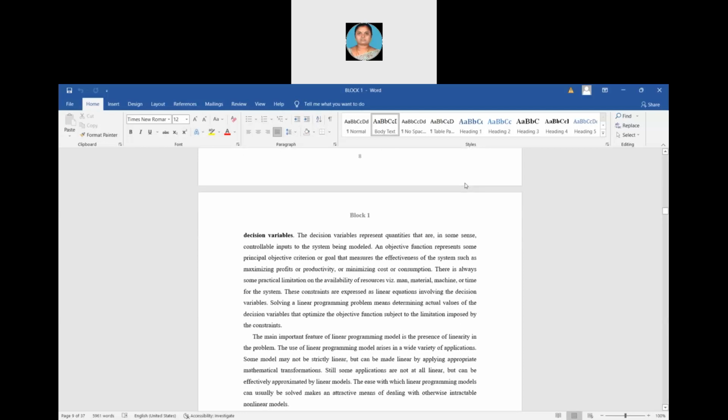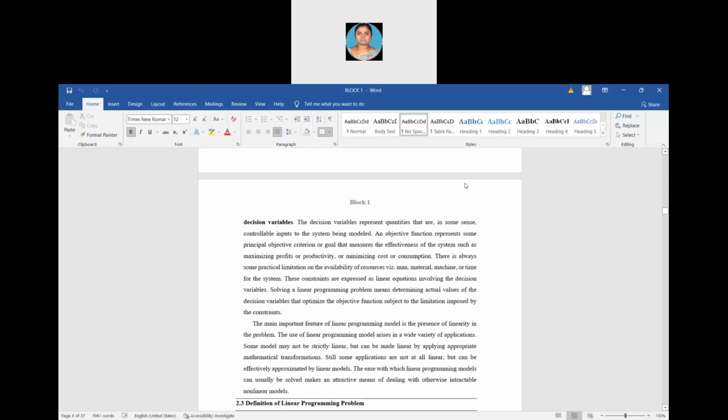The decision variables represent quantities that are in some sense controllable inputs to the system being modeled. An objective function represents some principal objective criterion or goal that measures the effectiveness of the system, such as maximizing profit or productivity or minimizing cost or consumption. Already we have discussed in Unit 1 itself, the optimization technique is merely used for maximizing the profit and minimizing the time and cost. So that is the major aim. So that can be solved by using the linear programming problem also.